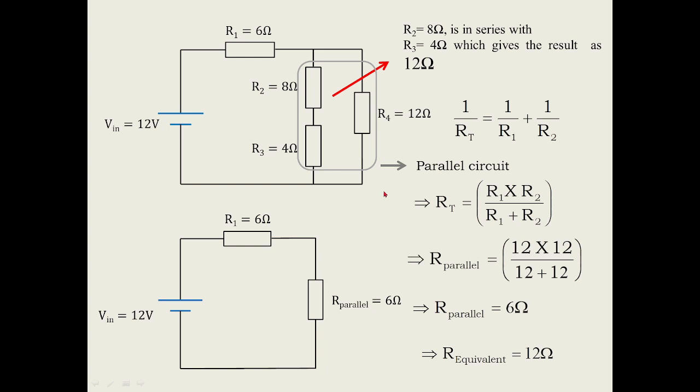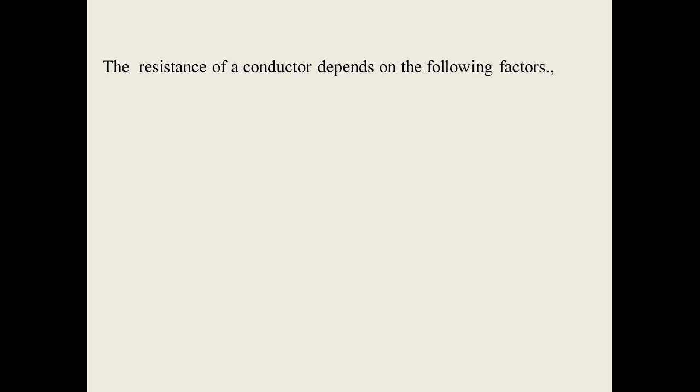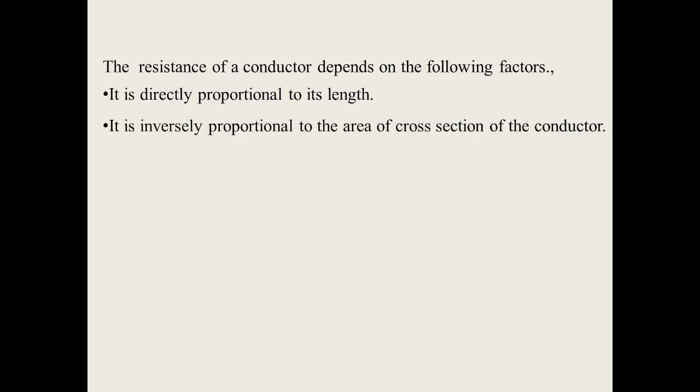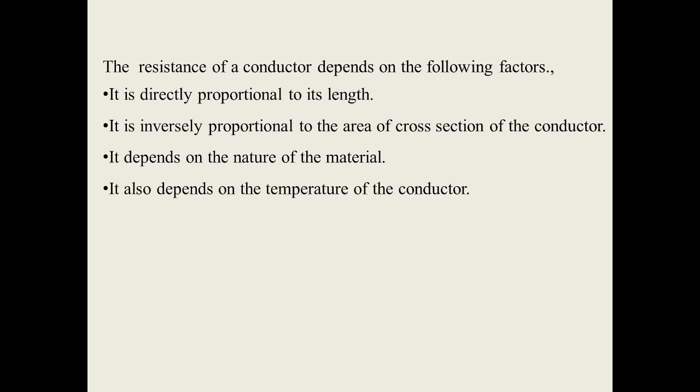Apart from this, in some texts, they will ask you to calculate the resistance based upon the length and area. So you should understand that the resistance of a conductor depends upon the following factors. The resistance is directly proportional to its length, so the resistance value will be directly proportional to its length. It is inversely proportional to the area of the cross section of the conductor. It depends upon the nature of the material. It also depends on the temperature of the conductor.